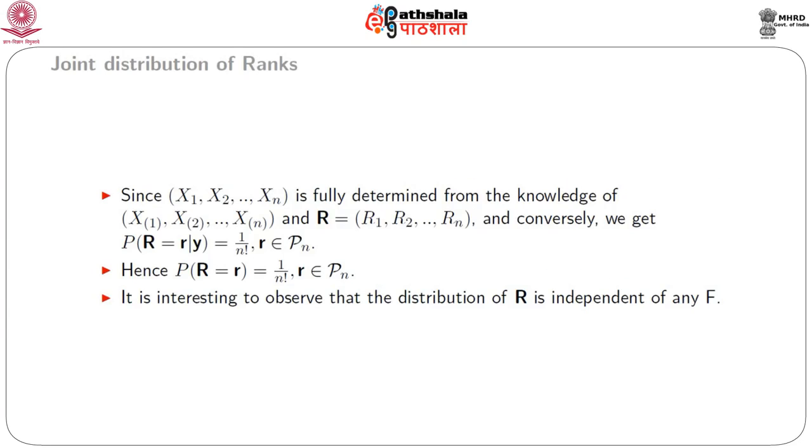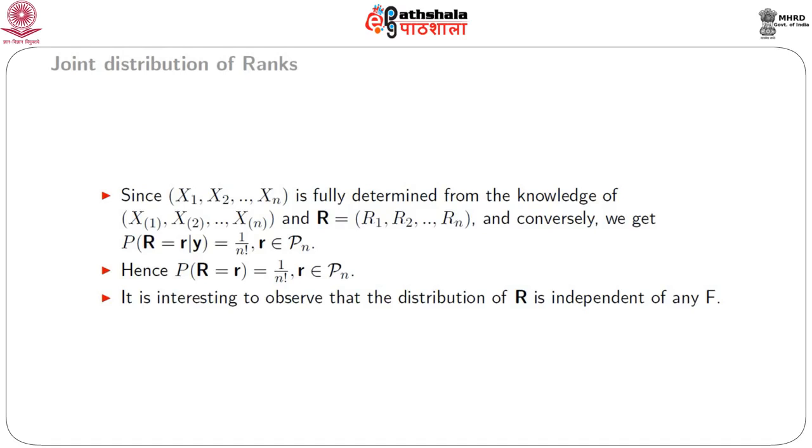Since X1, X2, ..., Xn is fully determined from the knowledge of the order statistics and R, that is, the full set of ranks, and conversely, we get that the conditional distribution of the rank vector given the order statistics is simply 1 upon n factorial for every value of R. Therefore, we find that the distribution of the rank vector is independent of the order statistics vector, and hence we get the joint distribution of ranks as 1 by n factorial for all possible permutations of the first n natural numbers.